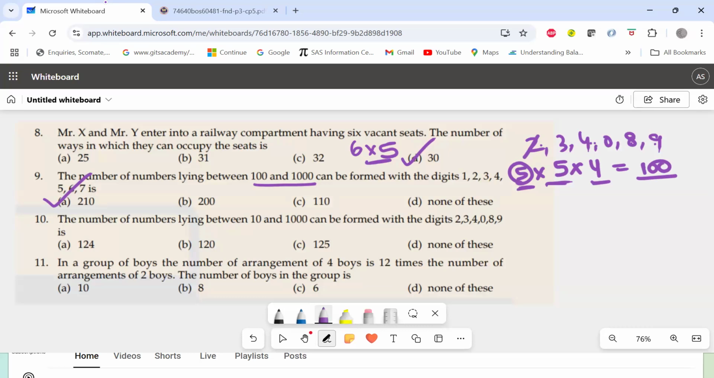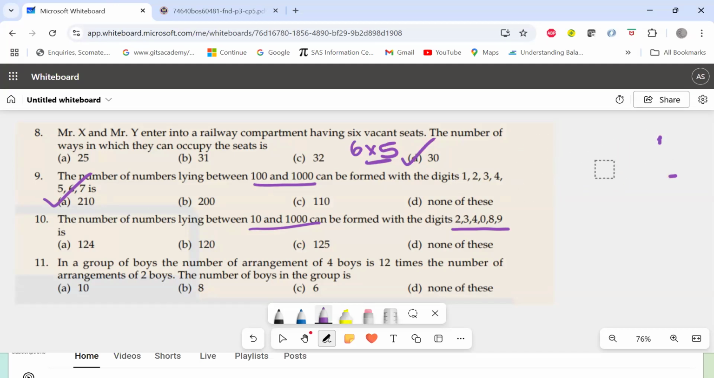Okay, sorry, I have not seen. Okay, the number lying between 10 and 2000 they have given. I was thinking only 100 to 1000. So two-digit numbers we can also make. Talking about two-digit numbers, zero cannot come here. So any of the 5 digits, except zero, can come here. Now, including zero, remaining any 5 digits can come here. So the two-digit numbers you can make are 25.